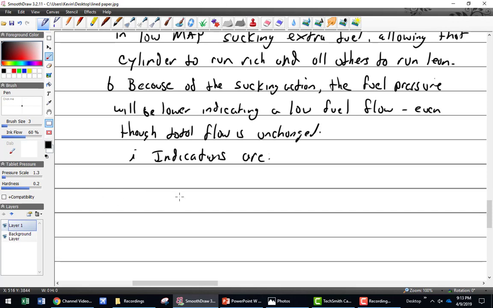I would tend to think that this problem would be even worse at lower RPM, because the manifold pressure split is so much different between inside and outside. That's what I think. Maybe I'm wrong. Okay. Low fuel flow indication.